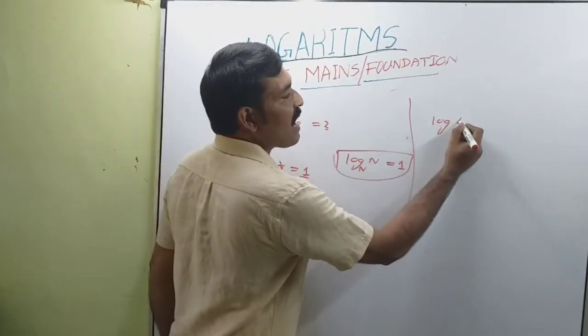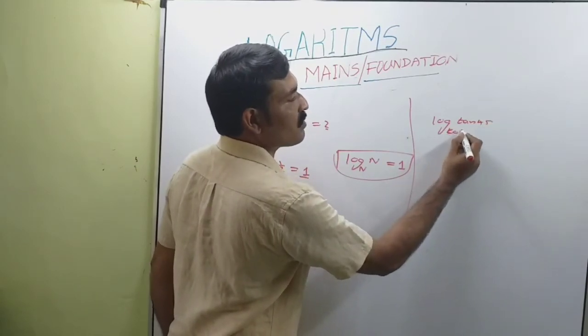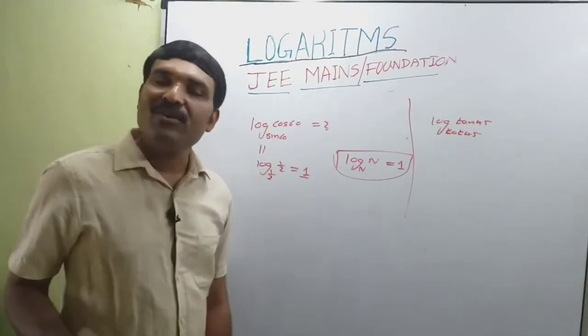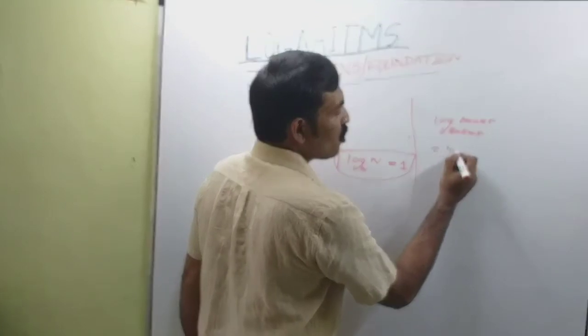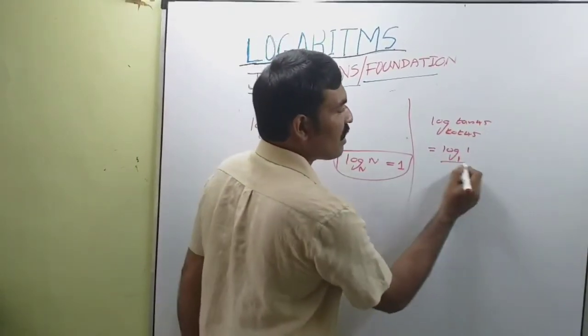Log of tan 45 to the base cot 45. The values of tan 45 and cot 45 are 1. That means this is equal to log 1 to the base 1. What is the value of this?